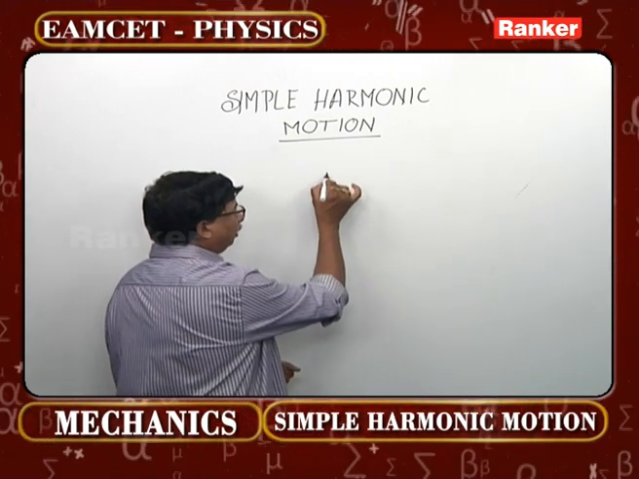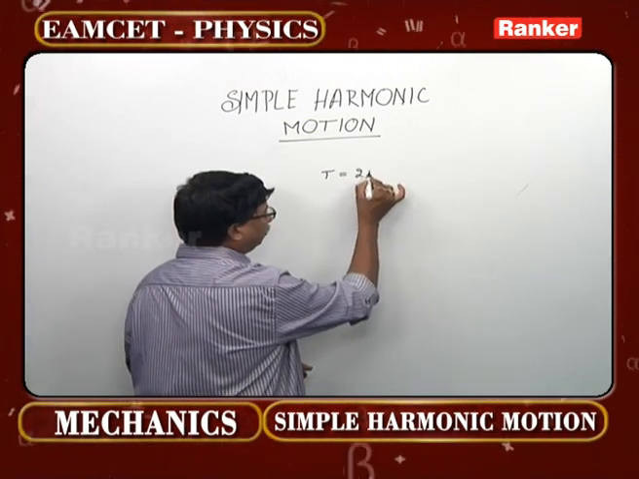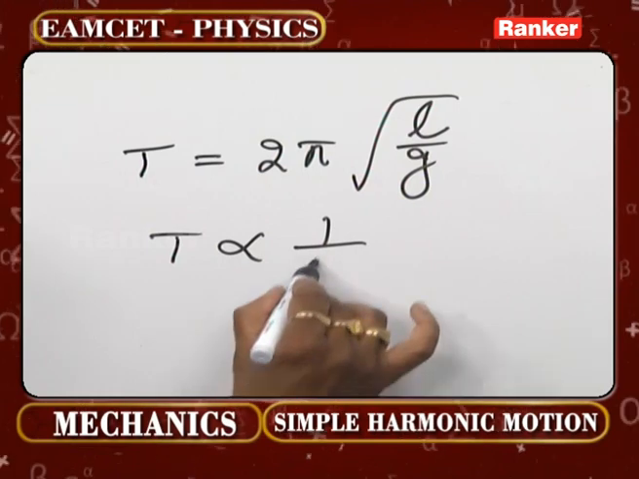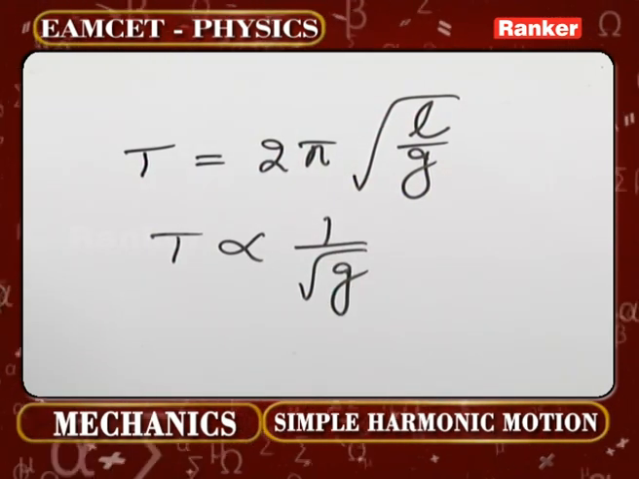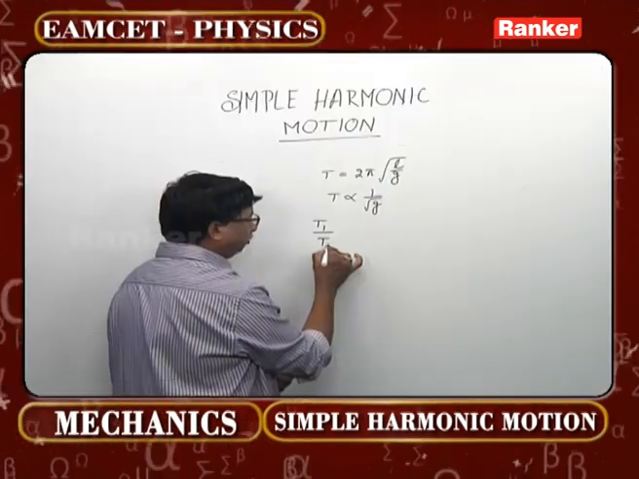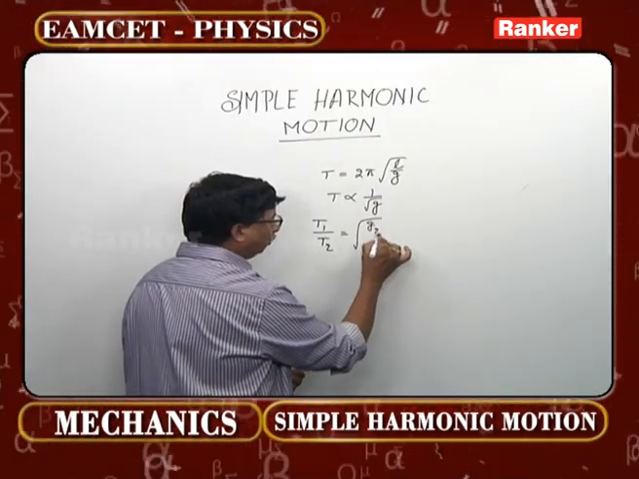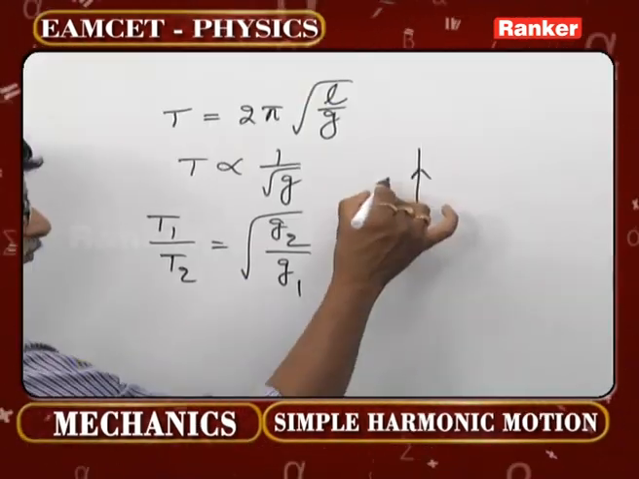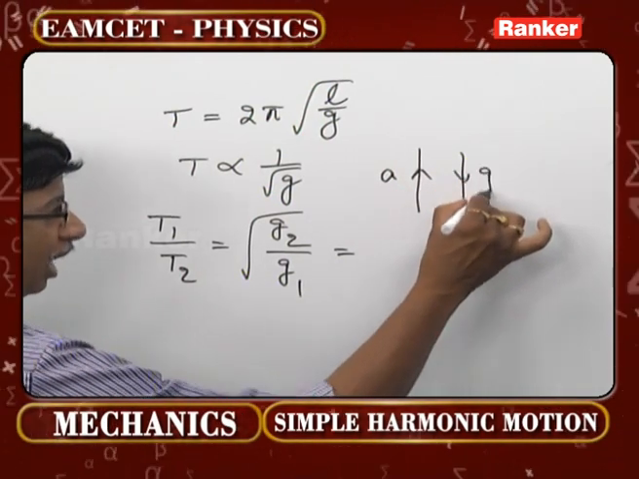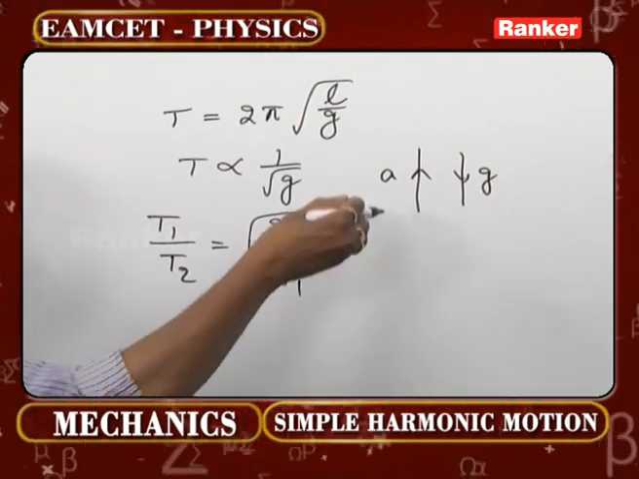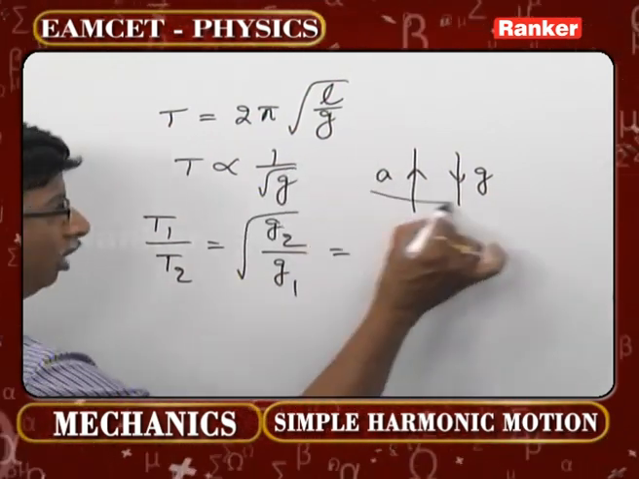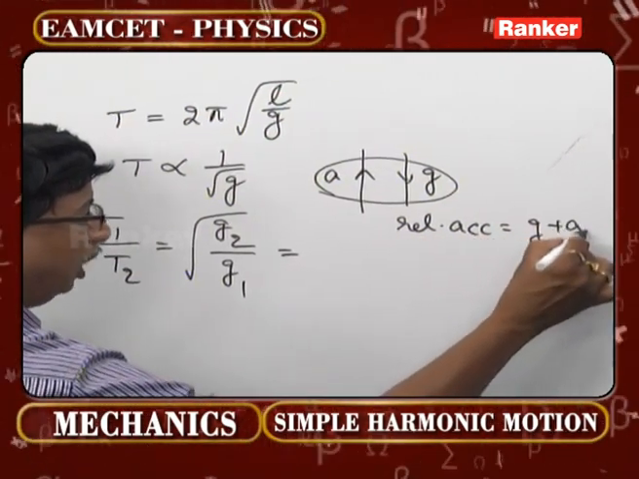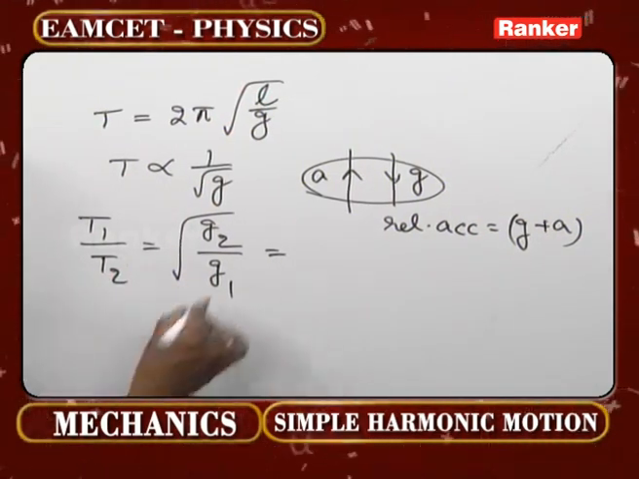We can understand well, T is equal to 2 pi root L by g when I write. I now can write T is inversely proportional to root g. That is the equation actually. Now I can write from this, T1 by T2 is equal to under root g2 by g1. What is g2 in this case? Since the lift is going up with an acceleration a, and acceleration due to gravity is acting vertically downward, what will now be the relative acceleration? Relative acceleration now becomes g plus a as such. So what should we write in place of g2 now?